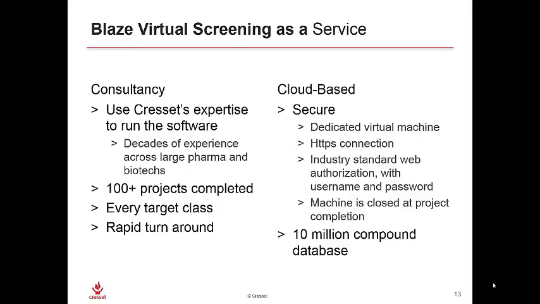The other way you can access Blaze is cloud-based software as a service. In this case, you would run the Blaze search yourself using our cluster. We set up a dedicated virtual machine with a secure HTTPS connection along with username password access authorization. When the work is complete, you would simply notify us and we close that machine. The Blaze in the Cloud option provides a search database of approximately 10 million commercially available compounds, which we maintain and update regularly with vendor information.